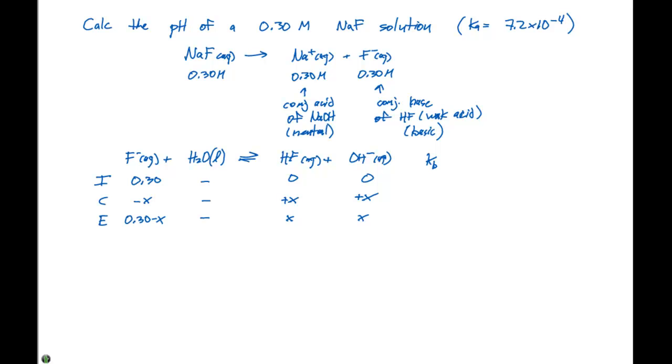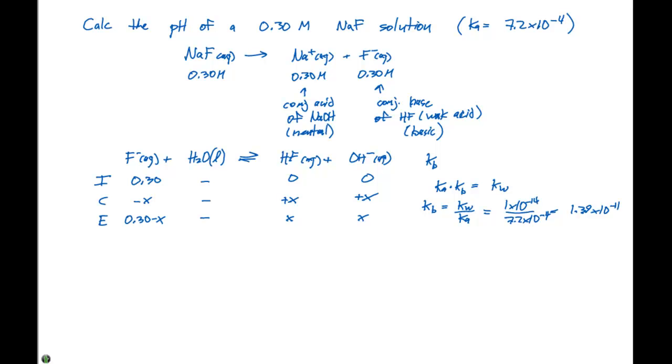We're given the Ka for HF. So to get the Kb for this, we know that the Ka times the Kb is going to equal Kw. So our Kb is going to equal Kw divided by Ka. So we can use that value to figure out what we now have for our particular Kb expression. So 1 times 10^-14 divided by 7.2 times 10^-4 is going to give us 1.39 times 10^-11, which is our Kb.